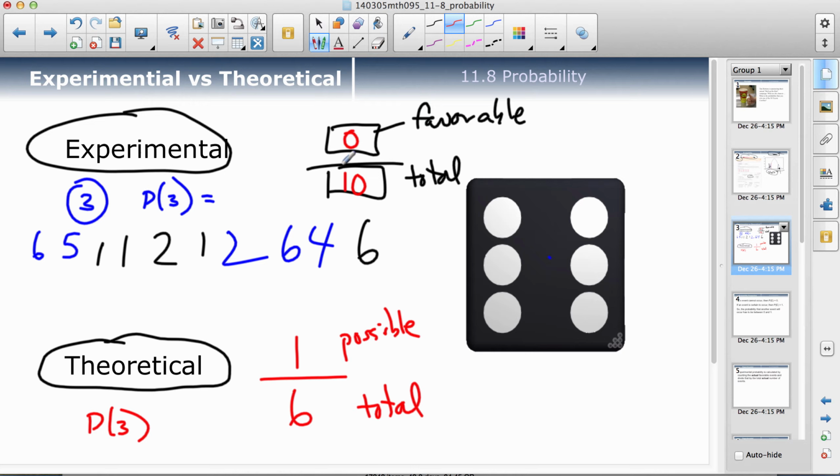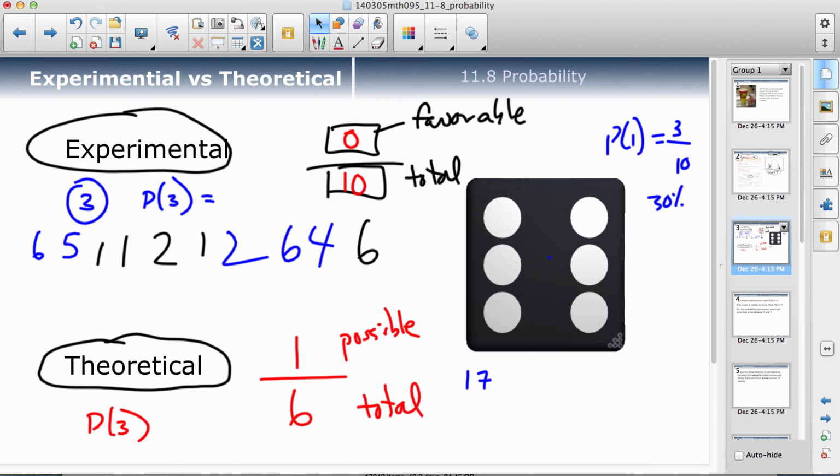Interesting that I didn't get a 3, but notice that the probability of rolling a 1 was 3/10, which is quite high. That's like 30%, significantly higher than the theoretical one, which is about 16 or 17%. Now, if you were to experimentally roll this die instead of 10 times, maybe 1,000 times, maybe 1,000,000,000 times, you'd find that your experimental probability and your theoretical probability would start to get closer and closer.